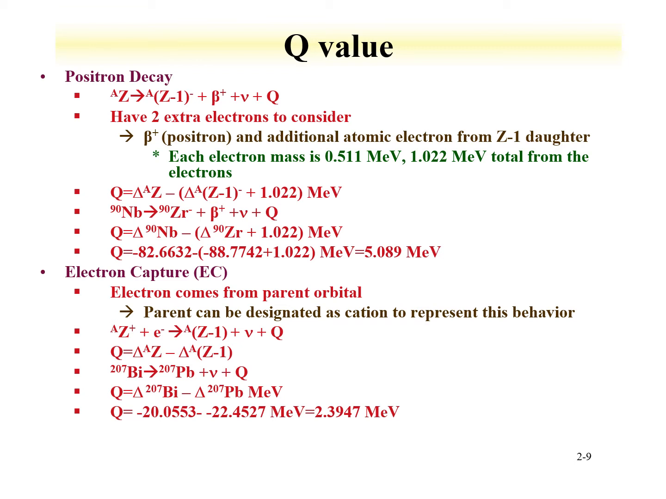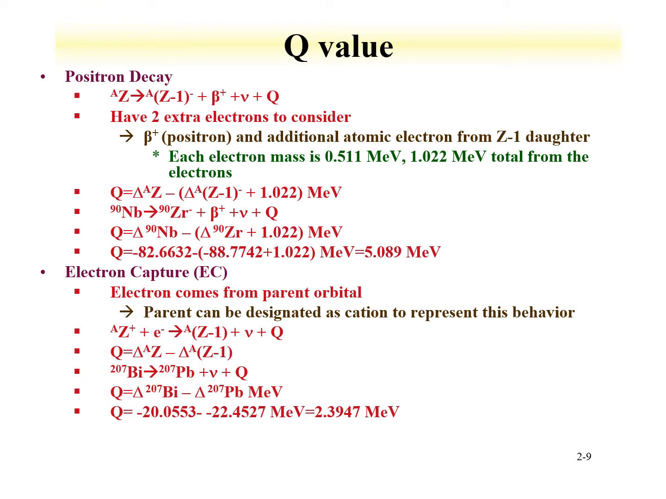We can do the same calculation for electron capture. In this case, the electron comes from the parent orbital. The parent can be designated as a cation to represent this behavior. So we have a parent here that takes an electron, then a proton is converted into a neutron, an antineutrino is emitted, and then the Q value is calculated. From this, the Q value is just equal to, well, this gets neutralized, so we don't have to worry about electron mass. So it's just the mass of the parent minus the mass of the daughter.